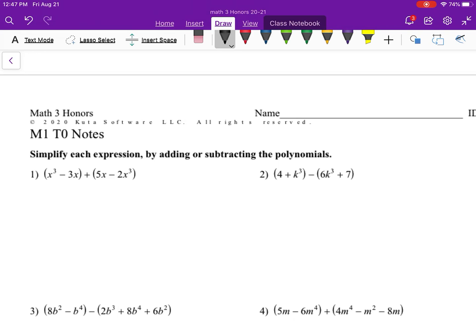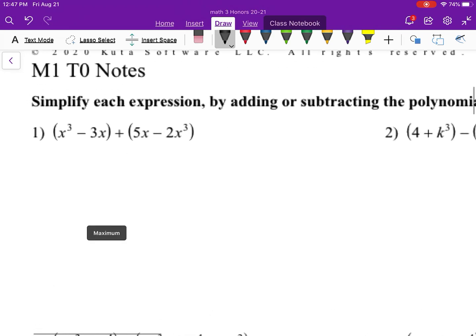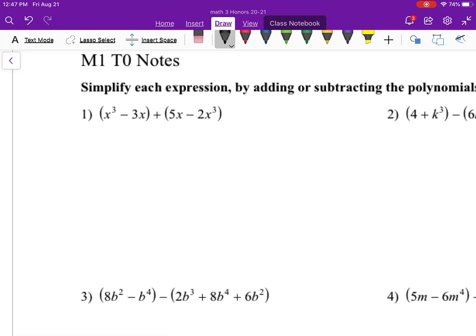So we will start with number 1. We'll go in order to begin with, starting with number 1 and number 2. Hopefully starting with something pretty simple for us. So we're going to start with adding polynomials.